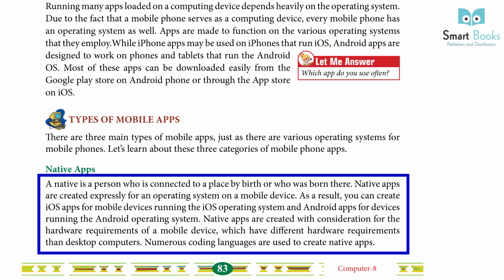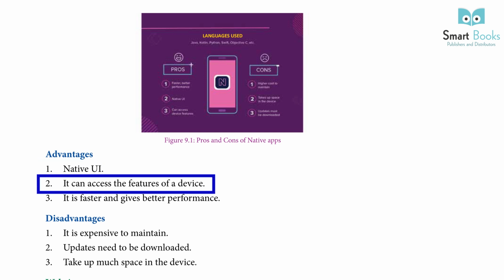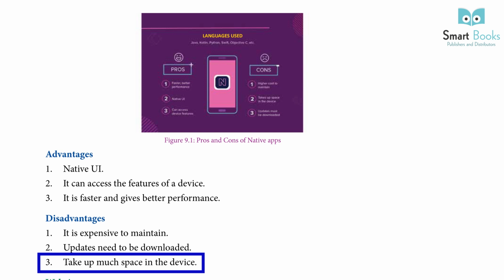Native apps are created with consideration for the hardware requirements of a mobile device, which are different from those of a desktop computer. Numerous coding languages are used to create native apps. Advantages: 1. Native UI. 2. It can access the features of a device. 3. It is faster and gives better performance. Disadvantages: 1. It is expensive to maintain. 2. Updates need to be downloaded. 3. It takes up much space on the device.